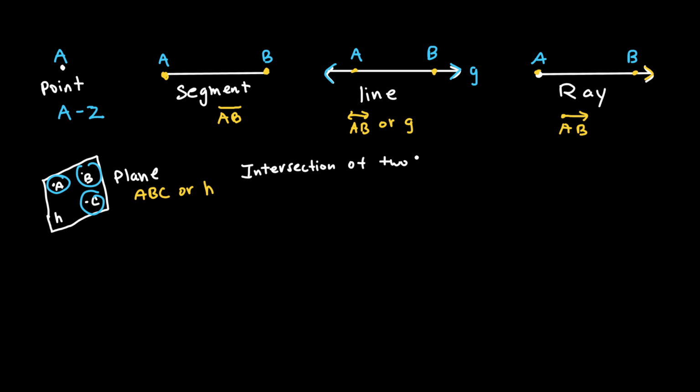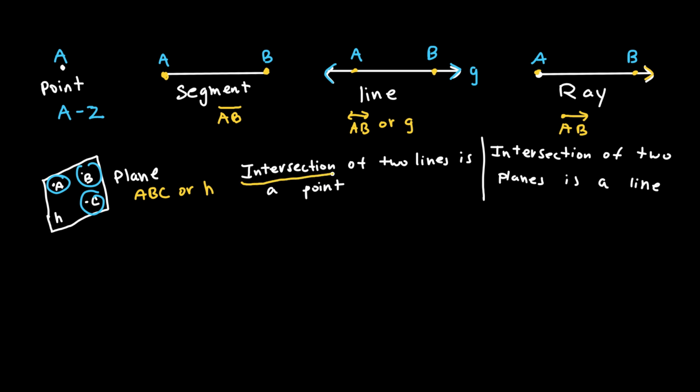Intersection of two lines is a point. Intersection of two planes is a line. Alright, so our key term is intersection. So it says two lines. So let's intersect two lines. And it says that the intersection of two lines is a point. So here is the point, this is the intersection, and let's call this point A.